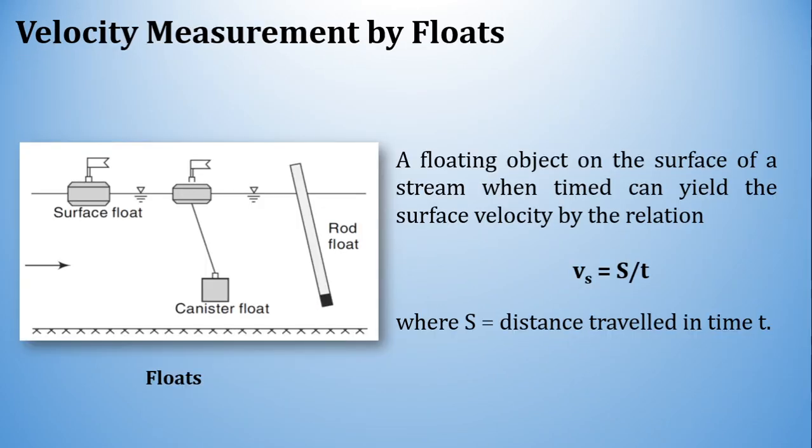Then by using floats, one can measure the velocity. A floating object on the surface of a stream, when timed, can yield the surface velocity by the relation v_s = s/t, where s is the distance traveled in time t. It is the simplest type of method.